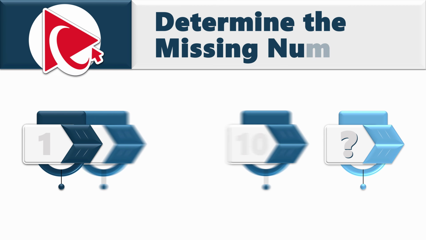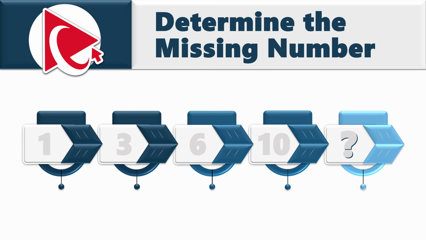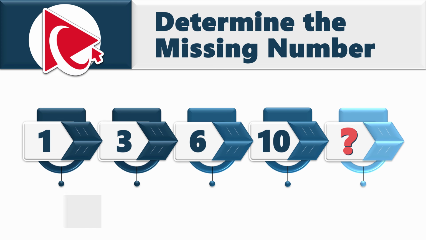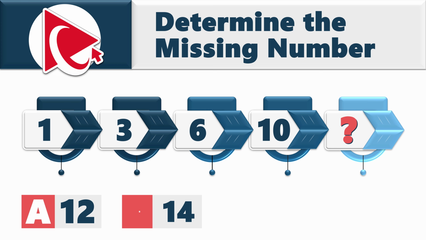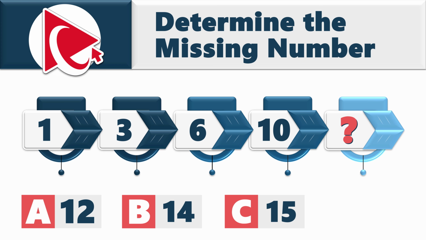You're presented with the sequence of numbers. The numbers are increasing with each position in the sequence. The numbers are 1, 3, 6, 10, and then comes the missing number, which you need to determine and select out of 4 possible choices. Choice A, 12. Choice B, 14. Choice C, 15. And last but not least, choice D, 16.